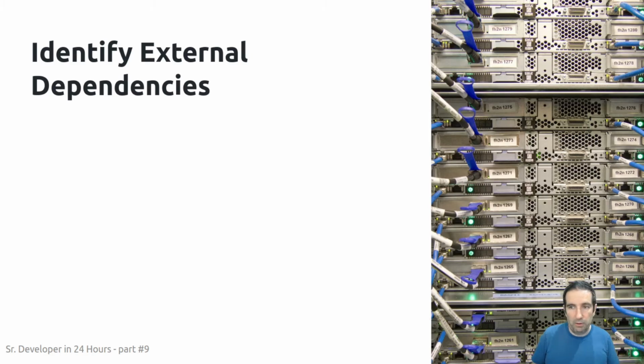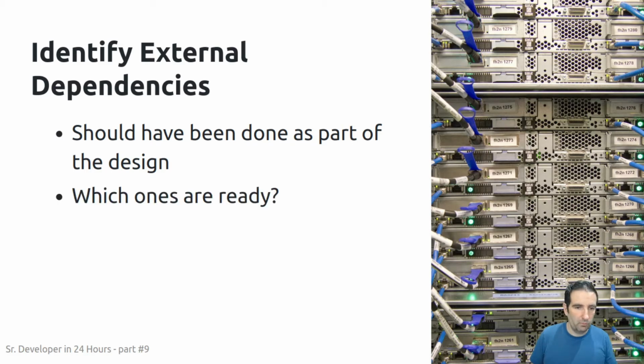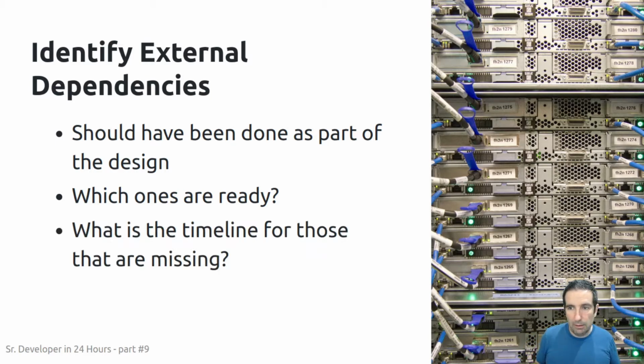So what are we talking about this? Well, first thing is that identifying these dependencies should have been done as part of the design. The sooner we do it, the better. Once we have identified them, we can start looking which ones are ready and already meet the requirements that we have. And for the ones that are missing, what does the timeline look like and how worried should we be? How much of a risk are those dependencies to the success of our project?